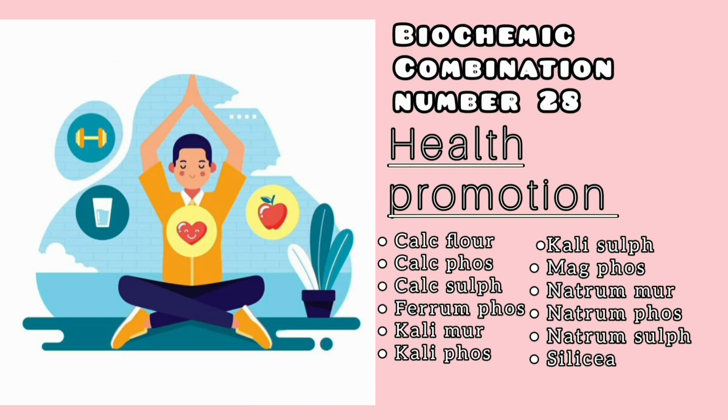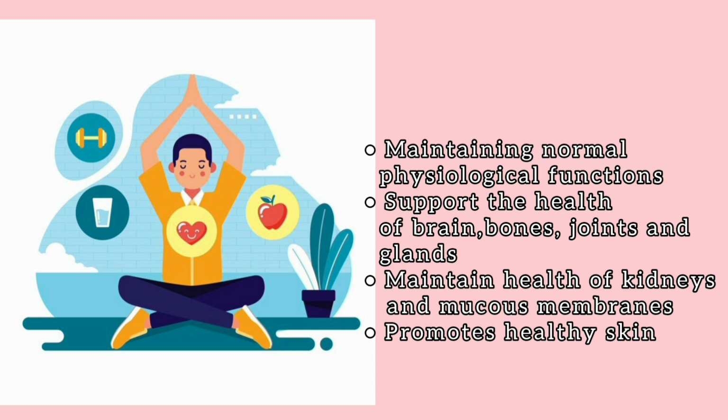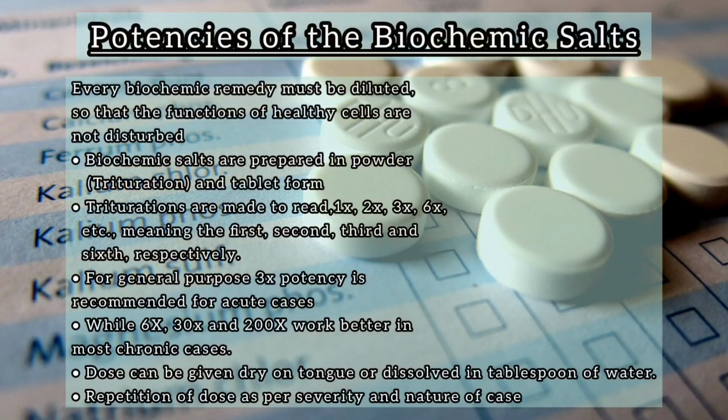Biochemic combination number 28, health promotion: Calcarea fluor, Calcarea phos, Calcarea sulph, Ferrum phos, Kali mur, Kali phos, Kali sulph, Mag phos, Natrum mur, Natrum phos, Natrum sulph, and Silicea. It maintains normal physiological functions, supports the health of brain, bones, joints, and glands, maintains the health of kidney and mucous membrane, and promotes healthy skin.